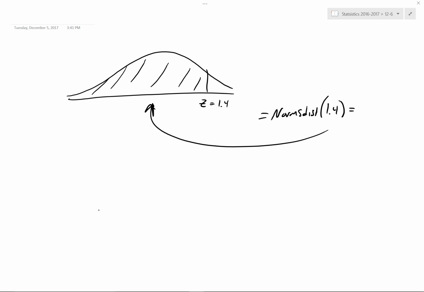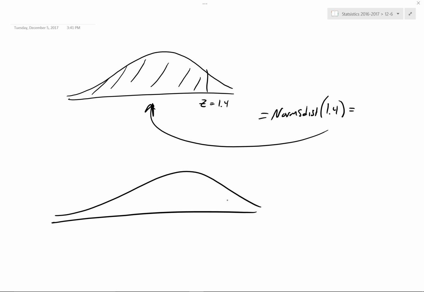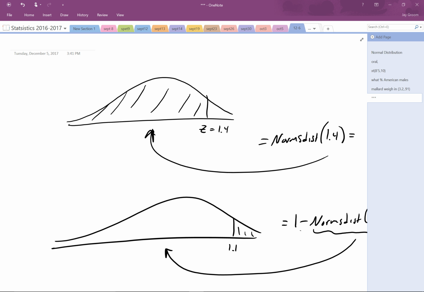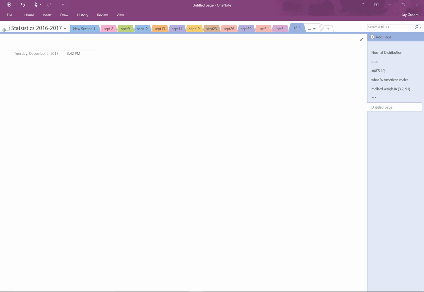Bloop. Also, you're going to be seeing some of these where, oh, look, 1.1, Mr. Groom, but I want this part. Then you're going to do equals 1 minus norm s dist of 1.1. This portion here will give you this amount. 1 minus it will give you the upper piece. Okay? Pretty straightforward.